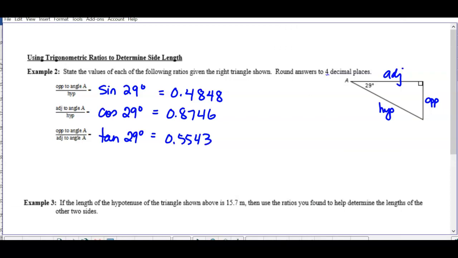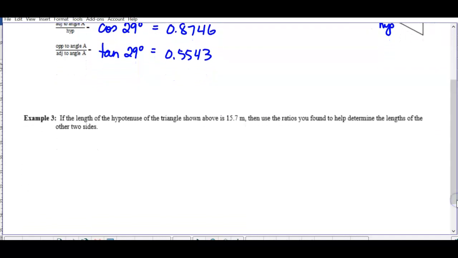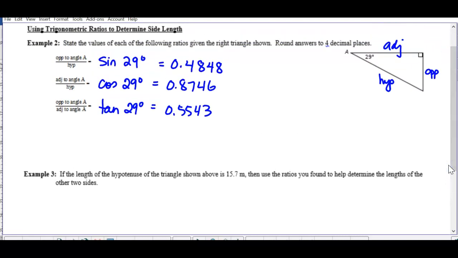And then example 3 says if the length of the hypotenuse of the triangle shown above is 15.7, then use the ratios you found to help determine the lengths of the two sides. If we look back up here, we now know the length of the hypotenuse. So this is 15.7.